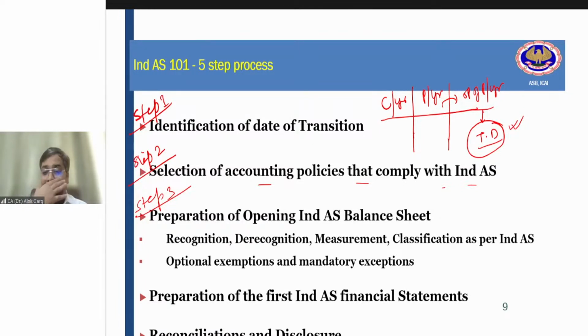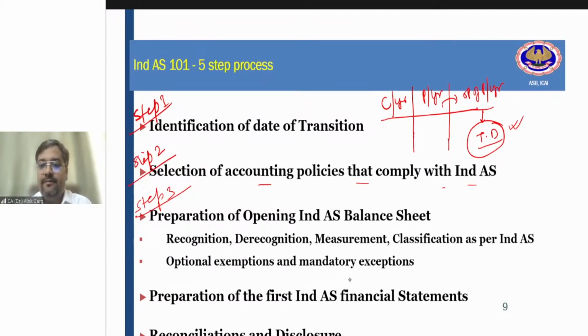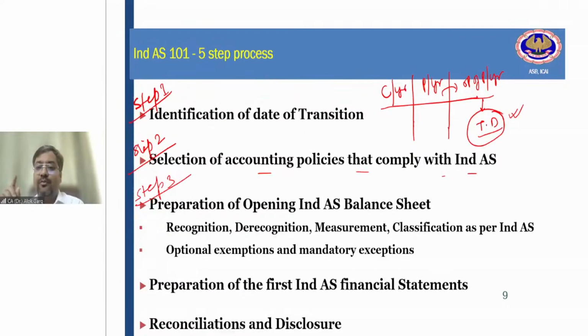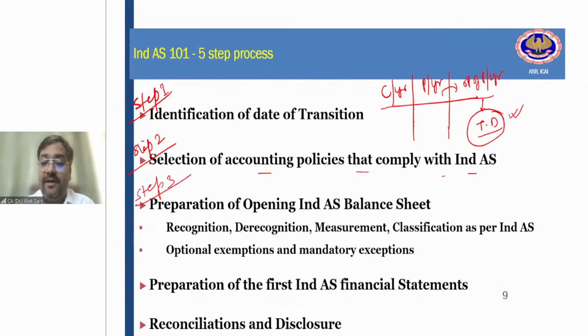So under IGAP, this calf is not accounted for, but under Ind AS, this calf is required to be accounted for on the basis of fair value less cost to sell, right? In this case, it has to be recognized. Whatever is required to be derecognized has to be derecognized as per Ind AS.